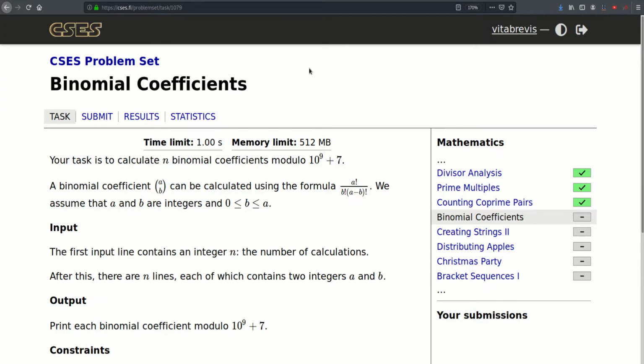Solving this problem called binomial coefficients. Our task is to calculate n binomial coefficients modulo 1,000,000,007. A binomial coefficient (a, b) can be calculated using the formula a factorial divided by b factorial times (a minus b) factorial. And we assume that a and b are integers and b is greater than or equal to 0 and smaller than or equal to a.